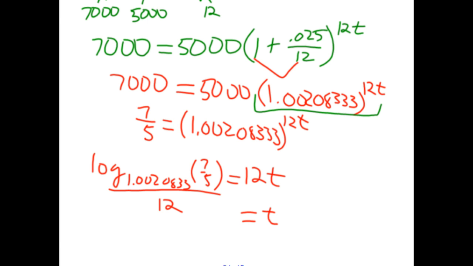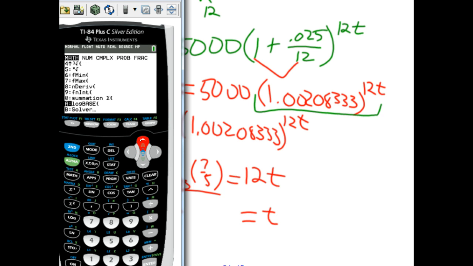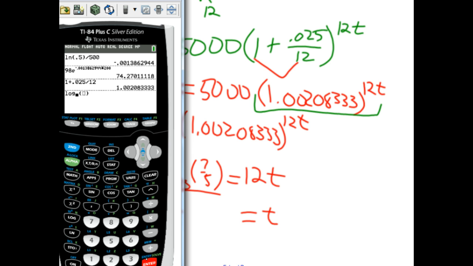On my calculator, let's see how I can type this in. I've got a log button on my calculator, so I'm going to go math, up to the second log choice, hit enter. Now, for this base, didn't I want to use this decimal right there? So I'm going to go up there, highlight it, hit enter, and that'll insert it for me. Of the fraction 7/5, right? And then I'm going to take that answer and divide that by 12. And that'll give me the number of years.